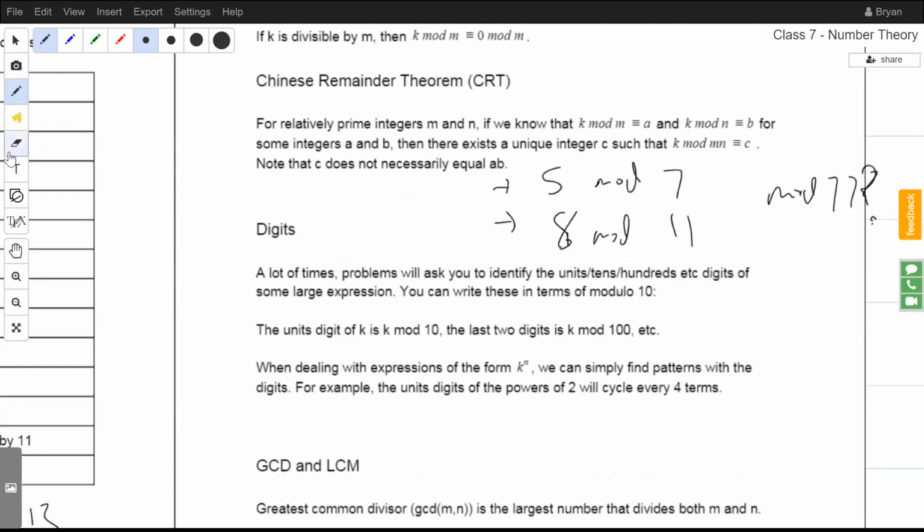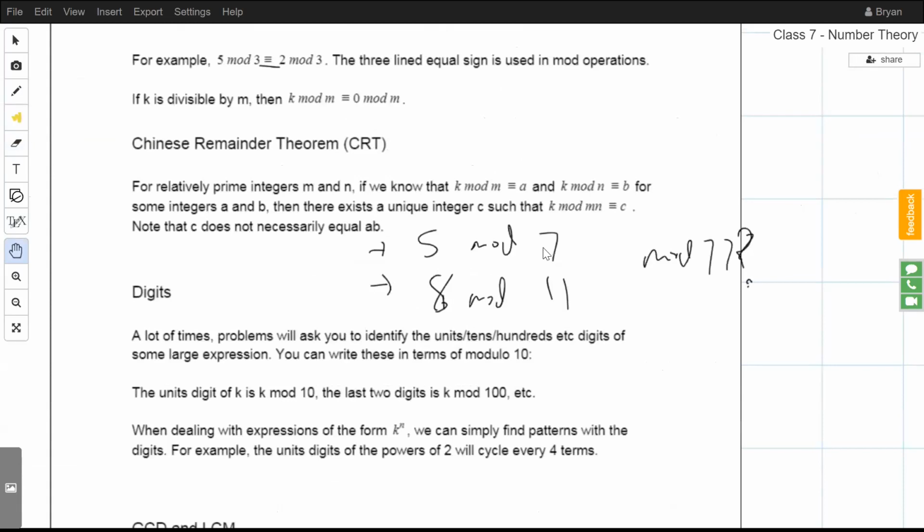And basically, there really isn't a great way to do this except to use the Chinese remainder theorem. And that basically just states that there exists a number, and there's only one solution to this problem. So then after that, you really can only test out numbers to see if it works until you get one number less than 77 that works, and then that's your answer. So in this case, you would just add 8 to all the multiples of 11 until you get one that is 5 mod 7. And I actually just made this up on the spot.